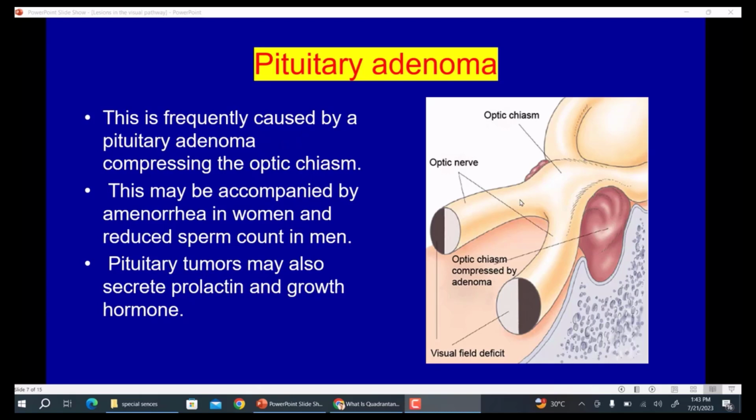This bitemporal loss of vision is caused by a pituitary adenoma, accompanied by amenorrhea in women and reduced sperm count in men. A pituitary tumor may also secrete prolactin and growth hormone. In some cases, prolactin is secreted in large quantity, which causes lactation, and growth hormone leads to gigantism.